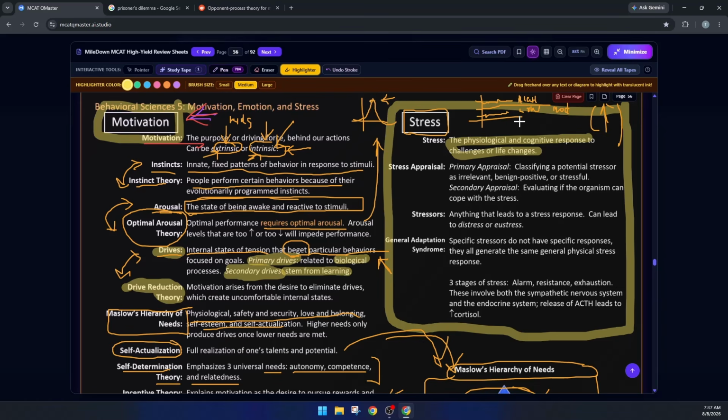Okay, moving on from that tip. Stress is the physiological and cognitive response to any challenges or life changes. So stress can actually be any response to a life change. Stress can actually be good, and stress can also be bad in a way to your body. So that's why down here it says distress and eustress. So stressors are anything that leads to a stress response and can lead to distress or eustress. You should know what is distress and what is eustress. Eustress is a more positive form of stress. Distress is a more negative form of stress. What does it mean to be positive or negative, right?